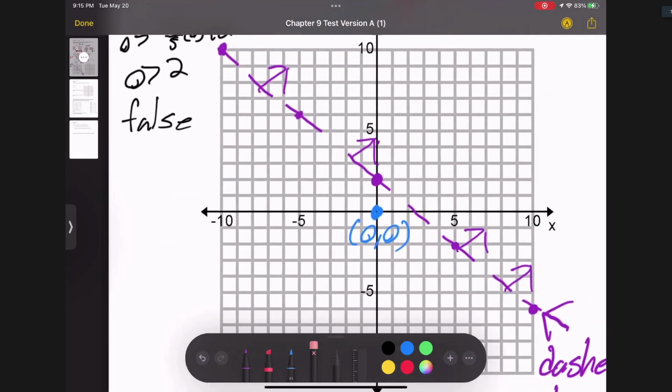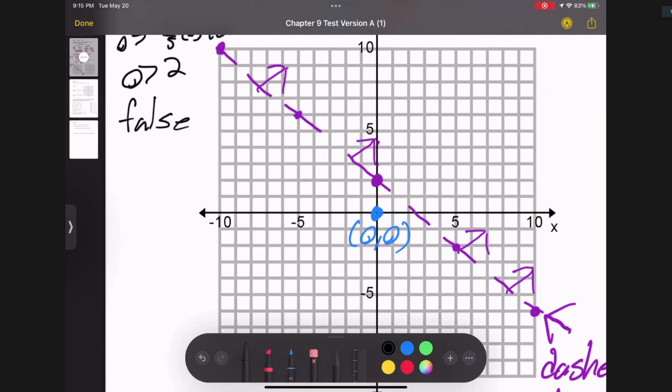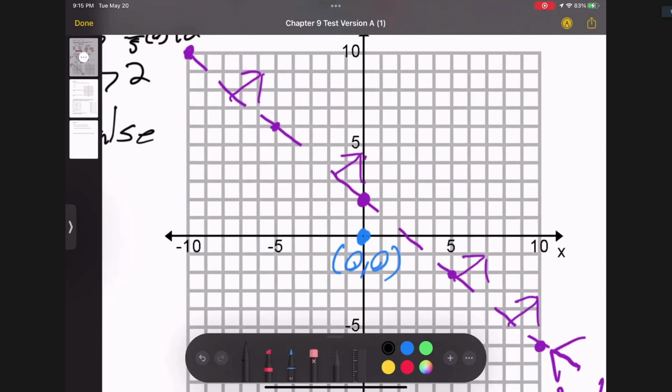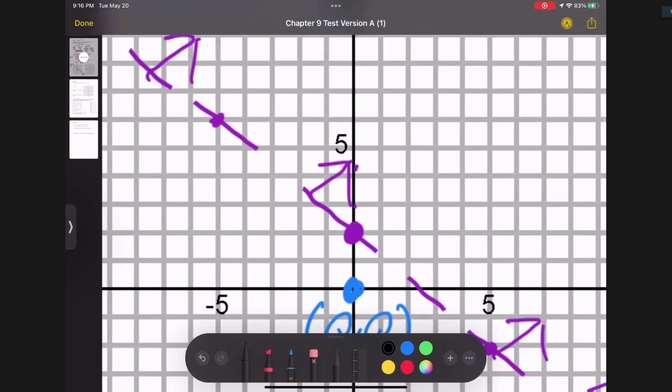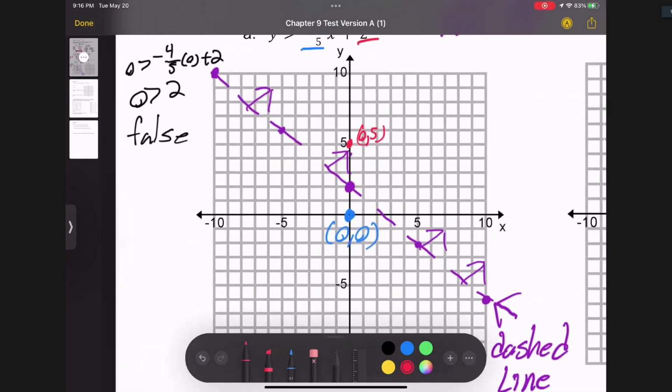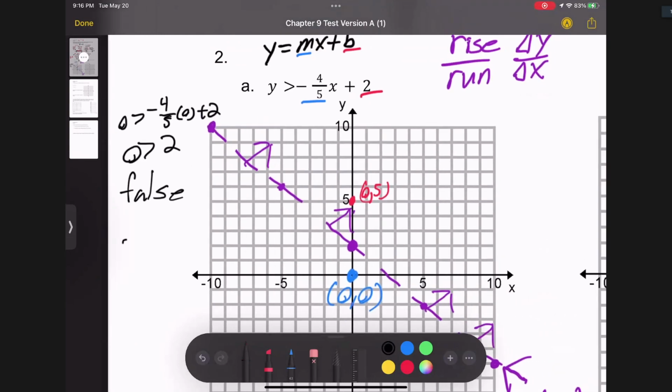Okay. Now, we need to see if it is true or not true. I'm just saying it is true, but let's prove it. Let's pick a point that is above this line. Let's pick this point right here. What is this point? 0, 5. Let's plug it in: 5 for y and 0 for x. So we get negative 4/5 times 0 plus 2.